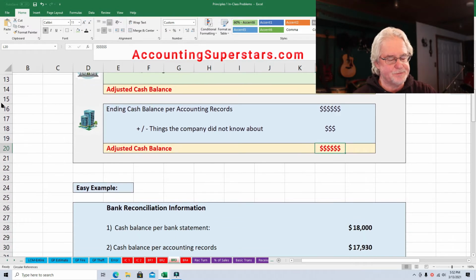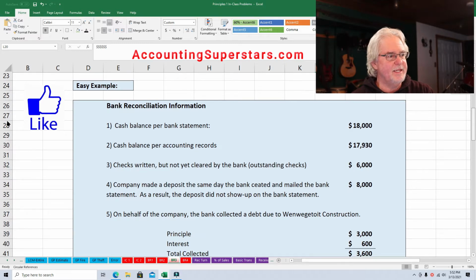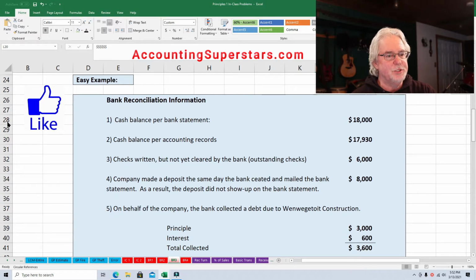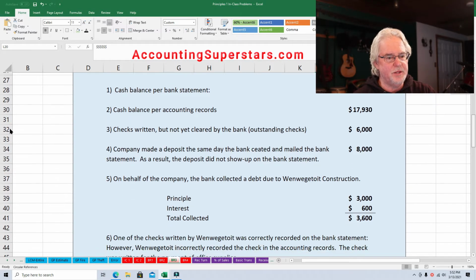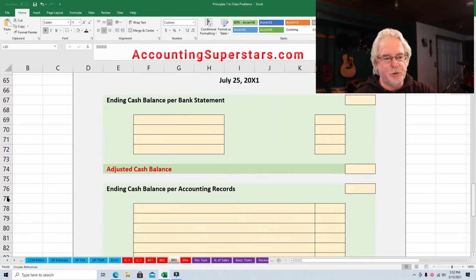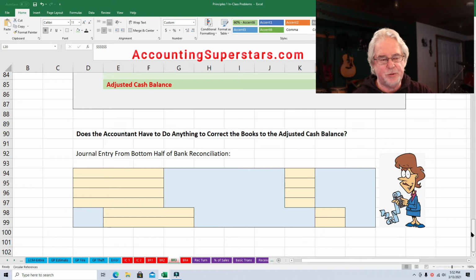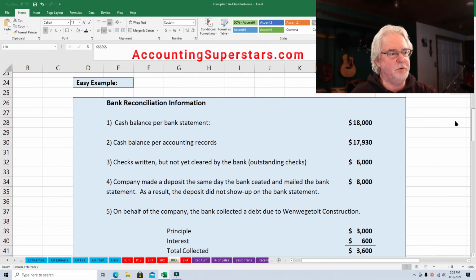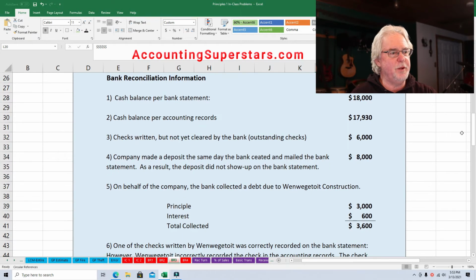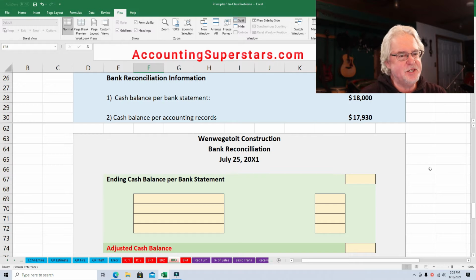So here's an example. We've got all kinds of information. This is a comprehensive example. So what I'm going to do is, in a moment, split the screen here. We've got all these things to put in our bank reconciliation. Here's our actual bank reconciliation. And then finally, we'll do a little adjusting entry to get the cash adjusted to the amount that it ought to be. So folks, I will split the screen and we will get started. Here we go. Let's get this reconciliation done.